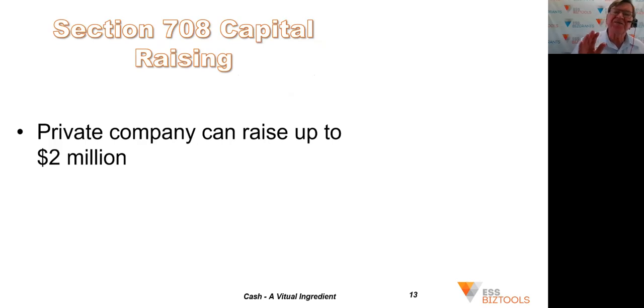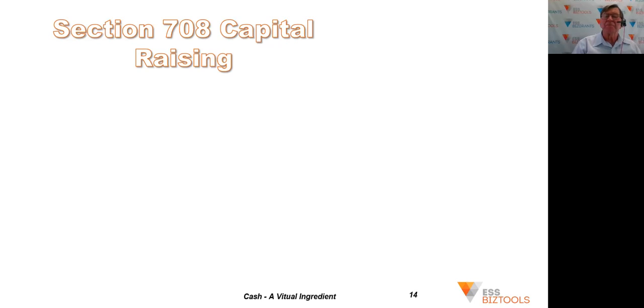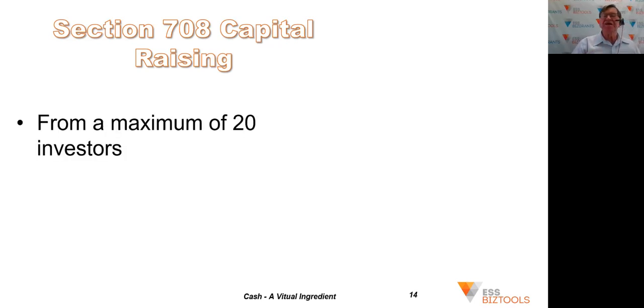So let's look at the Section 708 capital raising. If you're familiar with this, my apologies. Please look at this as a refresher. But if you're not familiar, please understand that this was traditionally the only way that private companies could raise any sort of capital. And I've been involved in quite a number of capital raisings utilising Section 708. Until very recently, it was all that we had to raise money for private companies. So under Section 708, a private company can raise up to $2 million in a 12-month period from a maximum of 20 investors.